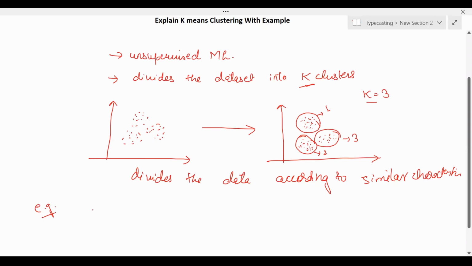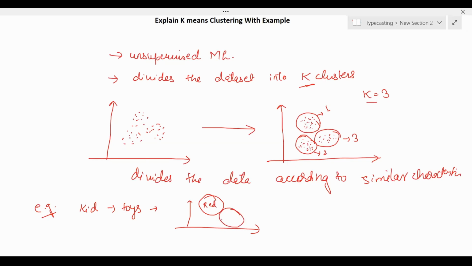For example, a kid has some toys. If you tell the kid to segregate those toys into some clusters, how will the kid segregate the toys? He will make a cluster where all the toys are red in color. He will make another cluster where all the toys are blue in color. And he will make another cluster where all the toys are green in color. So like this, he will make the clusters of the toys.